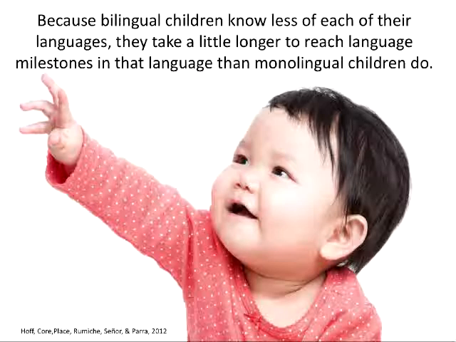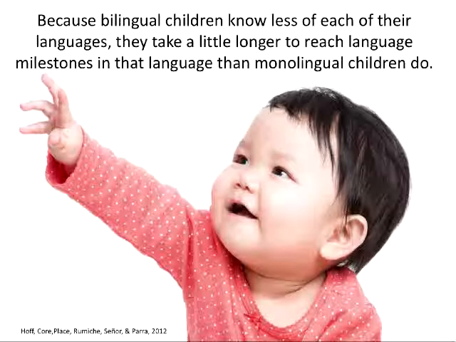Because bilingual children know less of each of their languages, they take a little longer to reach language milestones in that language than monolingual children do. So you have to keep in mind that bilingual children would therefore have smaller vocabularies than a monolingual child, and that would also affect other milestones like the age at which they start combining words.